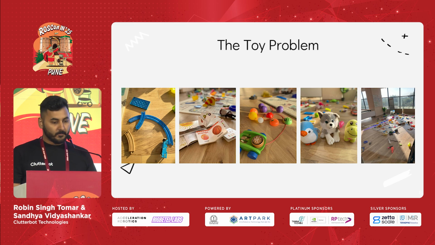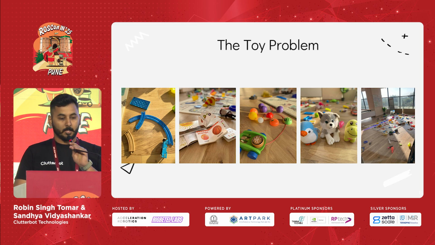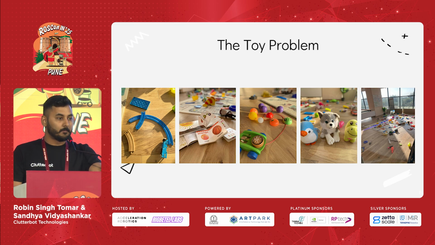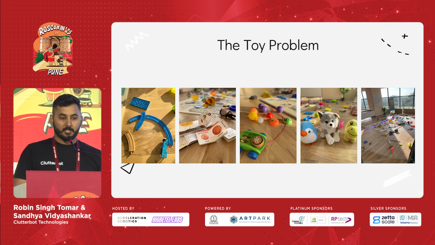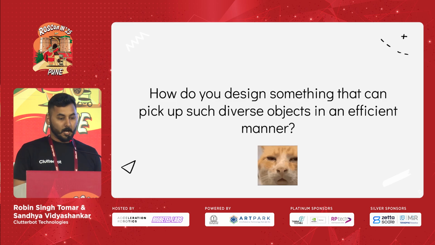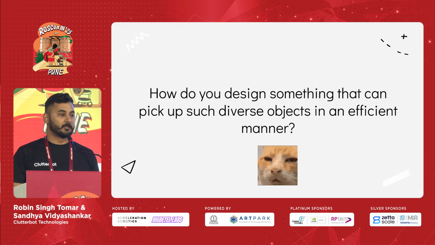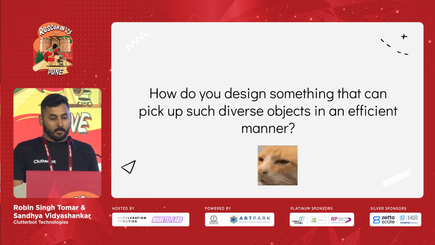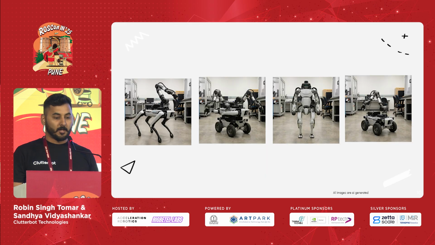Another reason for choosing this problem was that it is constrained compared to the full floor clutter problem, but it still gives you the same flavor. Toys come in all shapes and sizes, all form factors, all sorts of materials. So how do you design something which can pick up objects with so much variation?